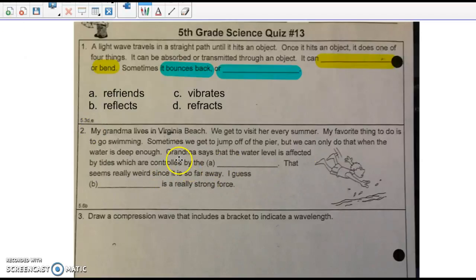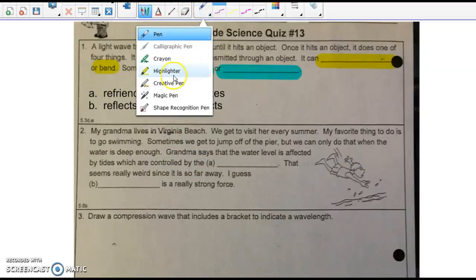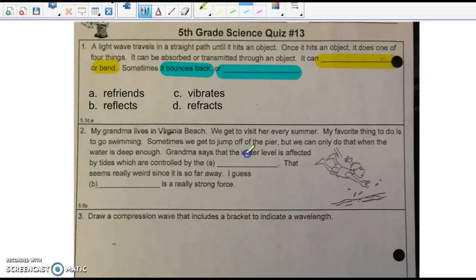Okay, so some hints. The first one, the water level is affected by tides. Well, what is it that is so far away up in the sky that controls the tides? That goes in A. B, I guess, is a really strong force. This is the force that holds us down on the earth. What is it? The force that holds us down onto the earth.